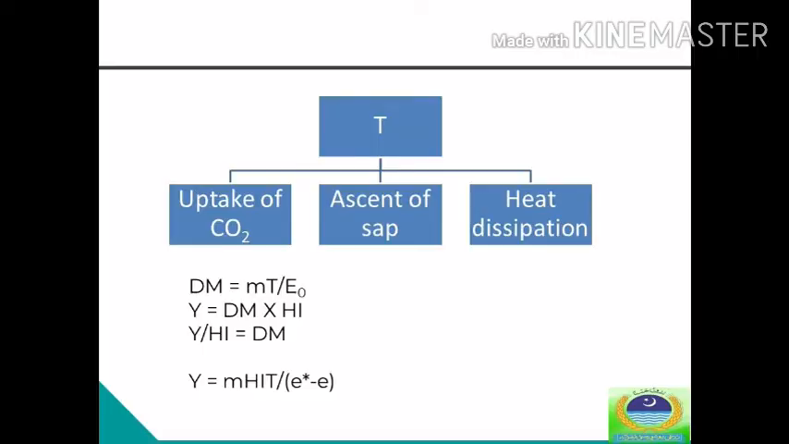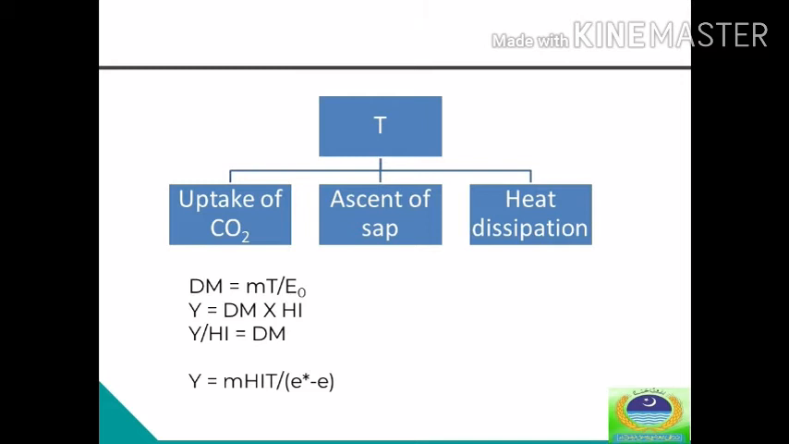The legendary crop modeler C.T. de Wit related biomass to transpiration for high radiation environments with the equation DM equals m T divided by E naught, where DM is dry matter, m is crop coefficient, and E naught is mean daily pan evaporation.